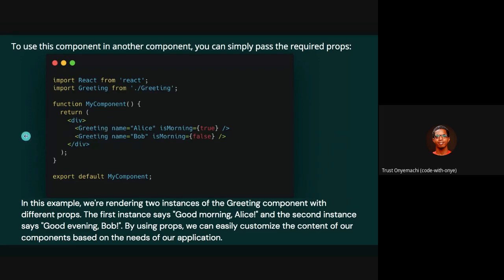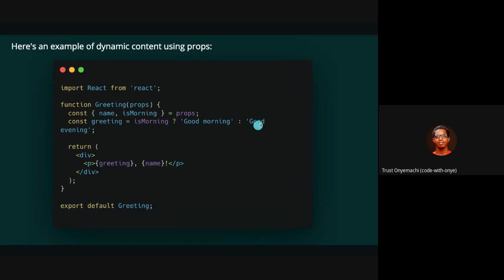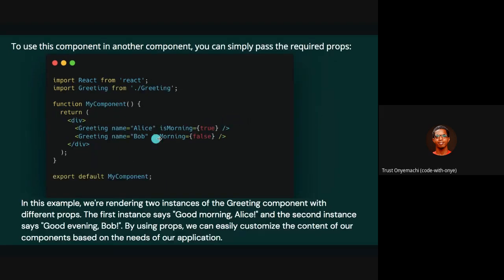passing the component, and then passing the name of the person, and checking if the person is in the morning. If the person is in the morning, it's going to dynamically check and give the person good morning with the person's name. If the person is not in the morning, it's going to pass in the person's name and give the person good evening with the person's name dynamically.